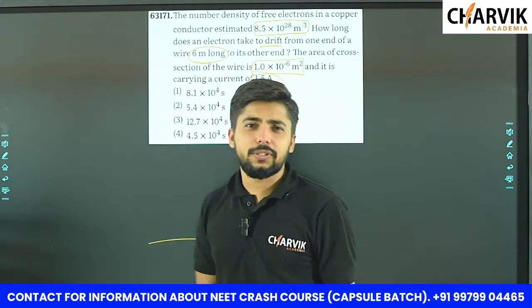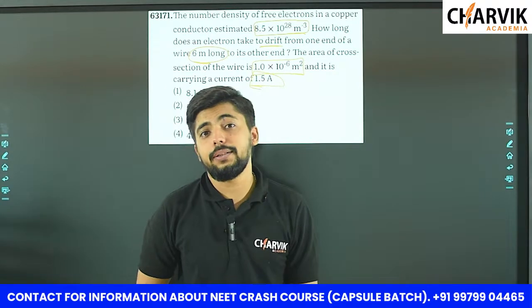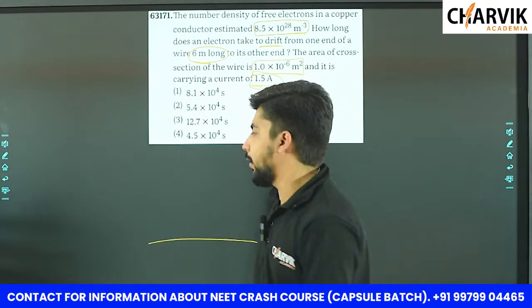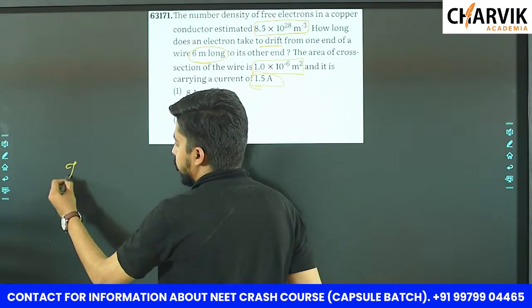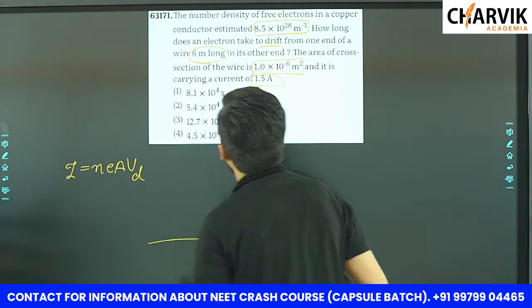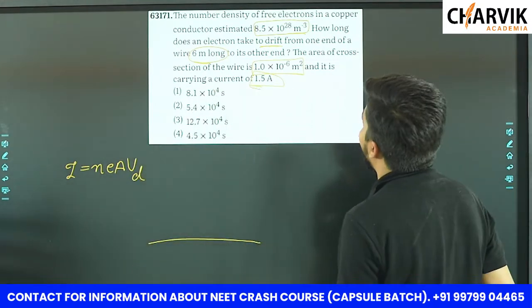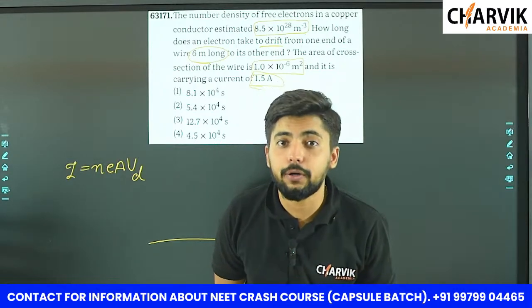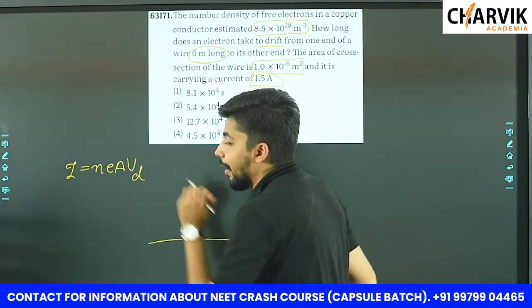So this is a question related to the relation between the current, the drift velocity and the area. What is the formula to find this? We have already gone through this equation: I is equal to NeAvd. But what are they asking actually? They are asking how much time it will take for the electron to travel. So how will you get the time from this equation?